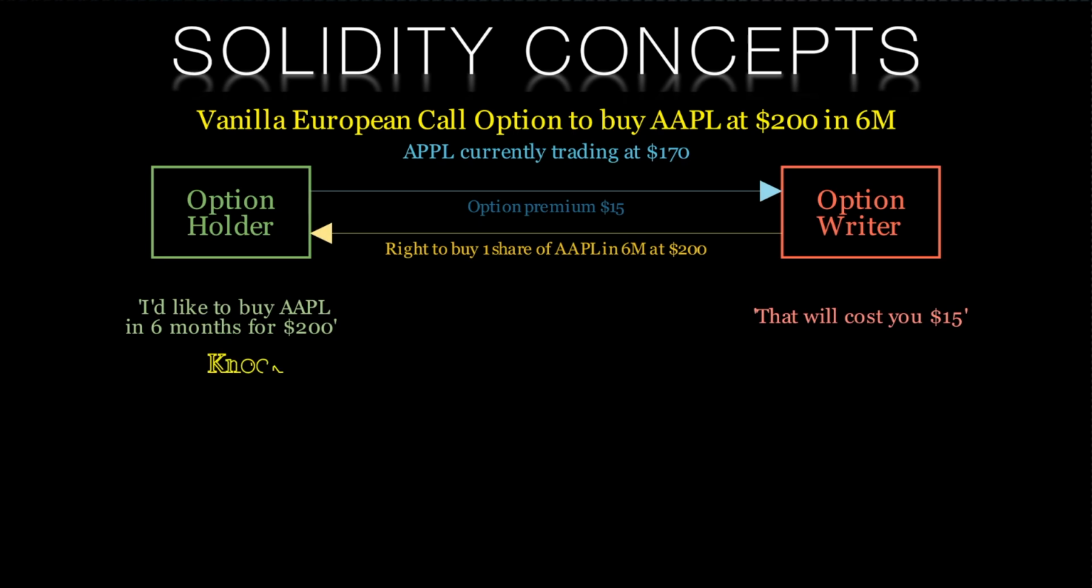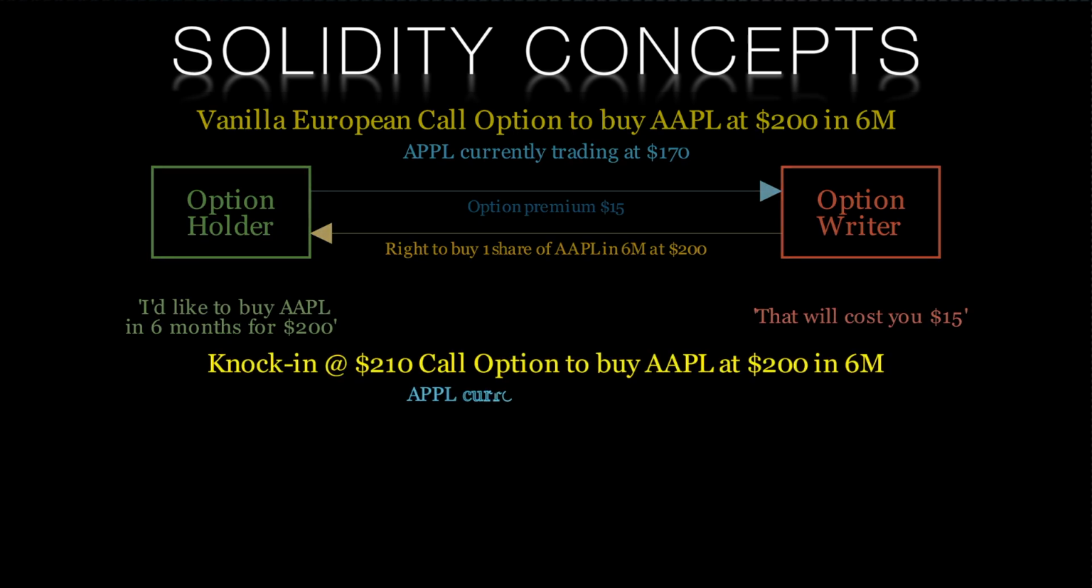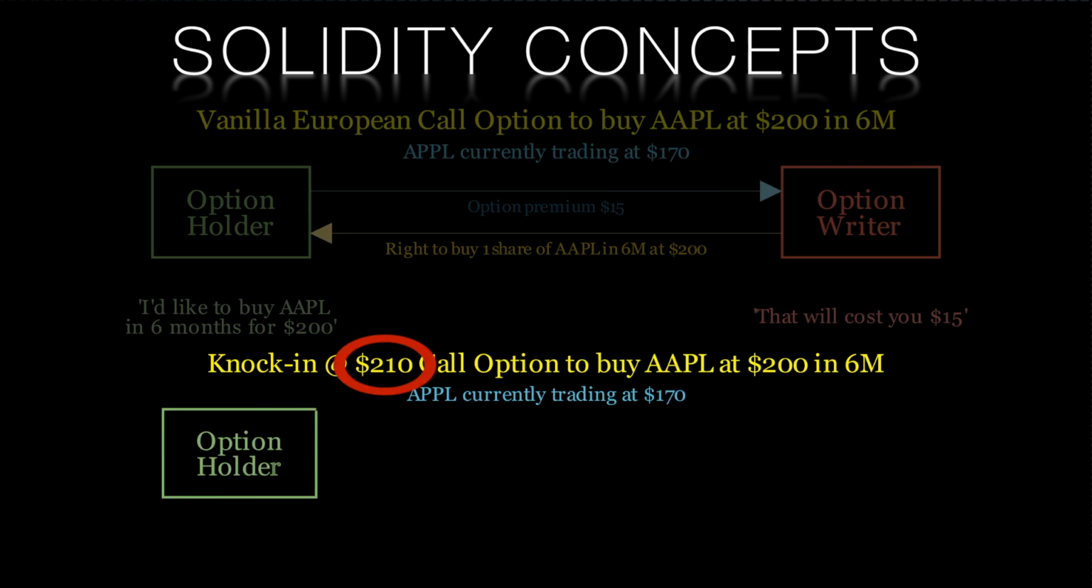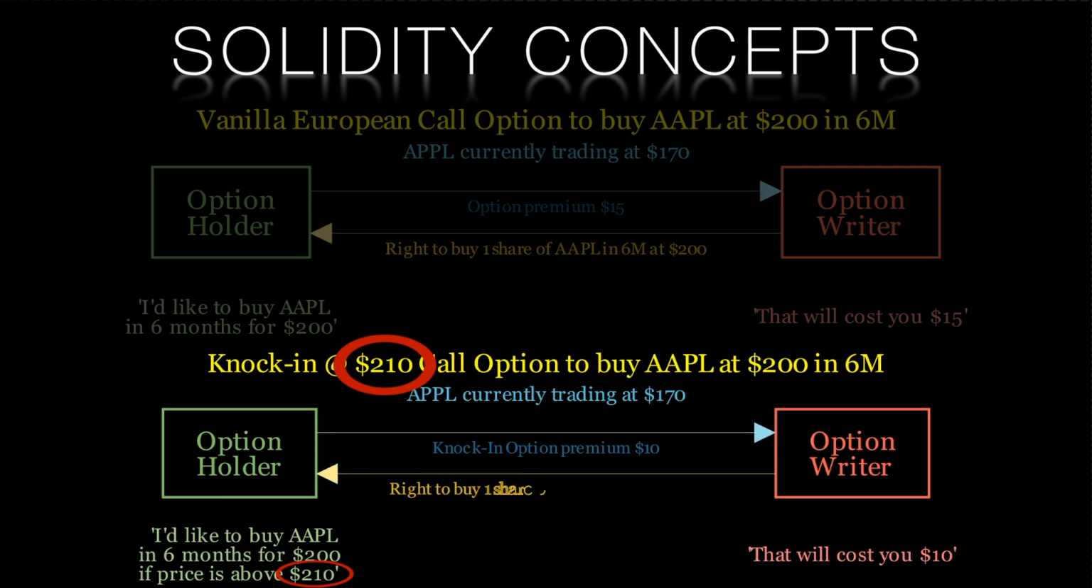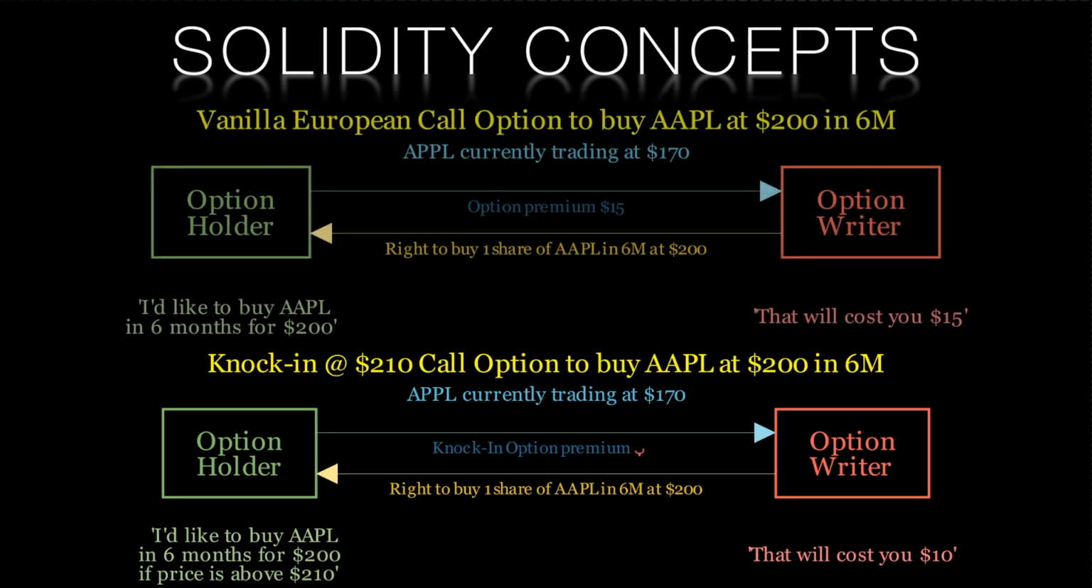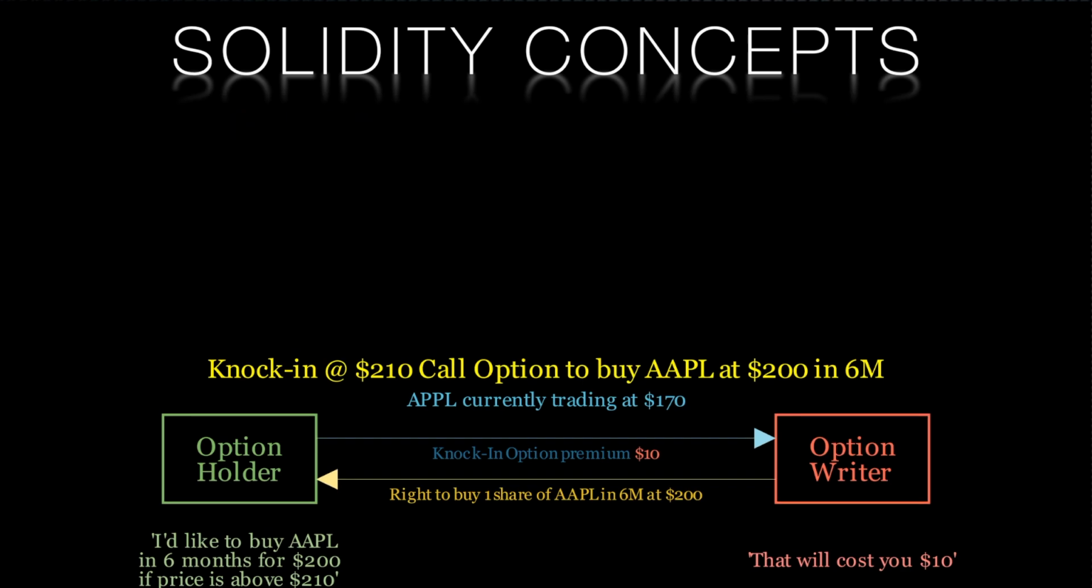A knock-in barrier option has an additional feature, the barrier. The option will not knock in until the price reaches this barrier. Even if the asset is above the strike price upon expiration, the option will expire worthless if the barrier has not been triggered. Barrier options typically have lower premiums than vanilla options to account for the fact that the barrier increases the chances that the option will expire worthless.